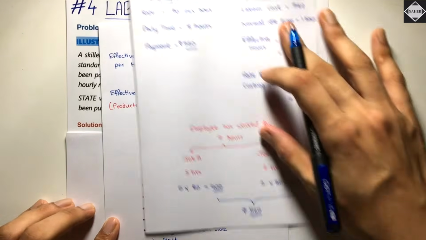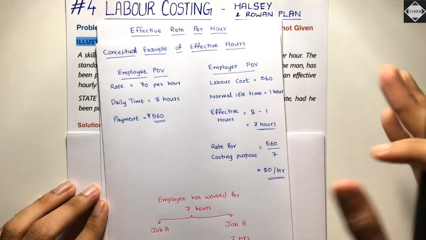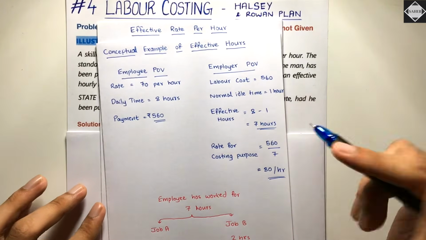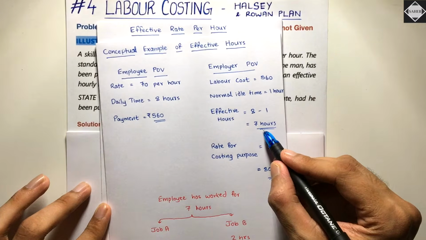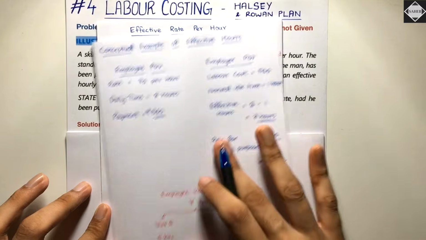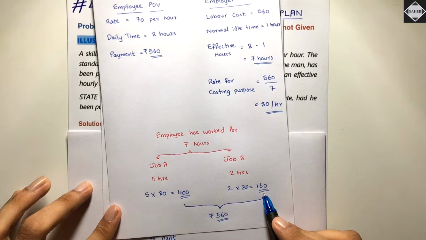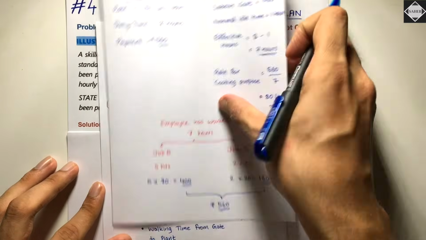You see, here this is just employee's point of view. He has just earned 560. From the employer's point of view, you can understand everything properly. 1 hour was the free time, yeah, the idle time. So we excluded that, and then we absorbed this cost 560 to this 7 hours, isn't it? 560 divided by 7. And then we used it over here for costing purpose. 5 into 80, 400, 2 into 80, 160. So we properly got to know how much cost we have to include in job A and job B based on the effective hours. Is it clear? So this is how we do it, right?